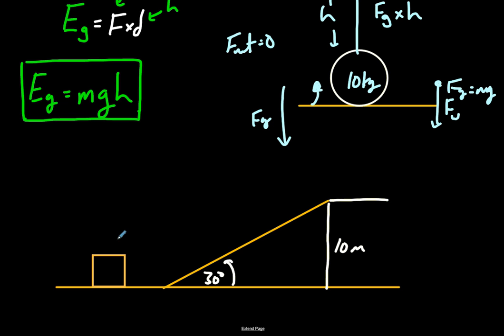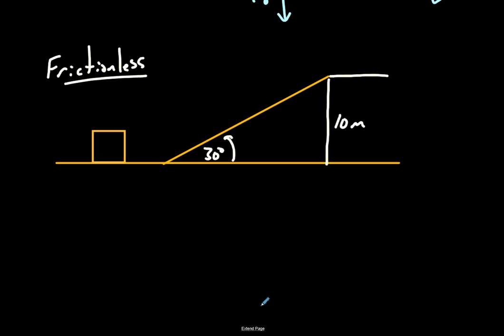Now there's two ways we can get the box up to the top here. We could lift it straight up, or we could push it up the incline. Let's just say, for argument's sake, that this is a frictionless surface. I don't know how I'm pushing it, it's frictionless, but let's say it's frictionless. So this is what I want you to do. I want you to look at this in two ways.